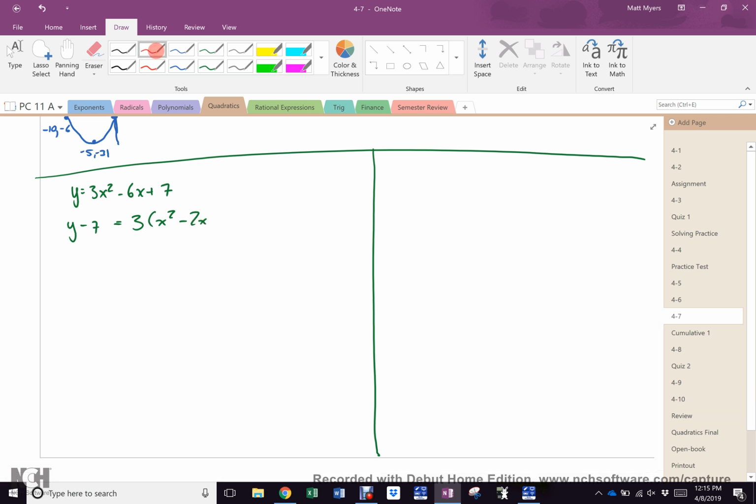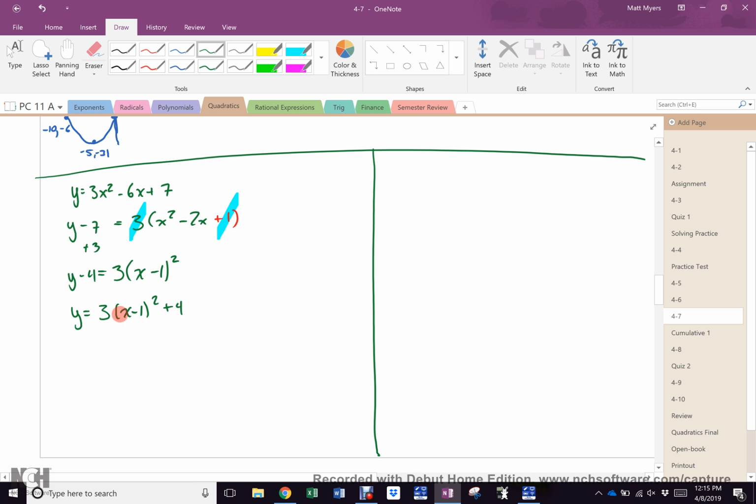Now we complete the square. Half of that is what? 1 squared is 1. How much did I add to the right side? No. 3. So how much do I add to the left one? 3 and 1. I added 3, so I add 3. Y minus 4 equals 3 (x minus 1) squared. Y equals 3 (x minus 1) squared plus 4.